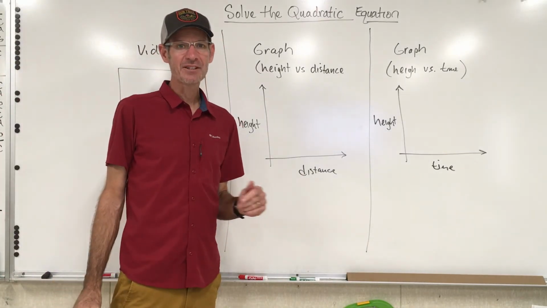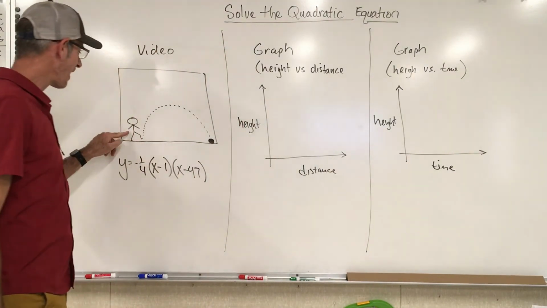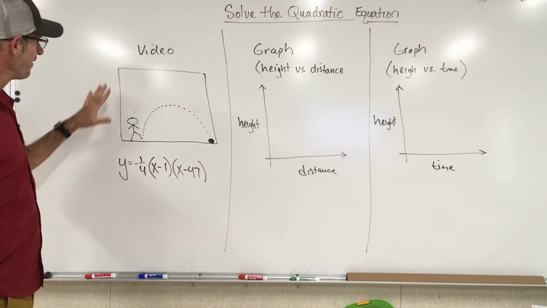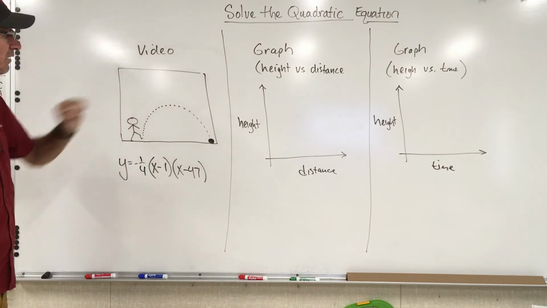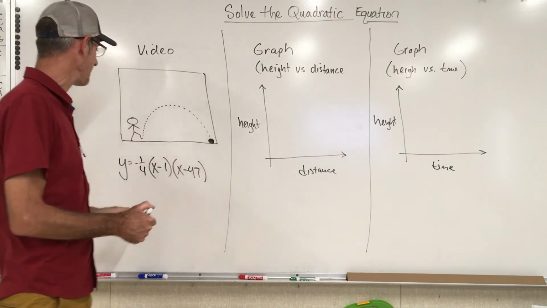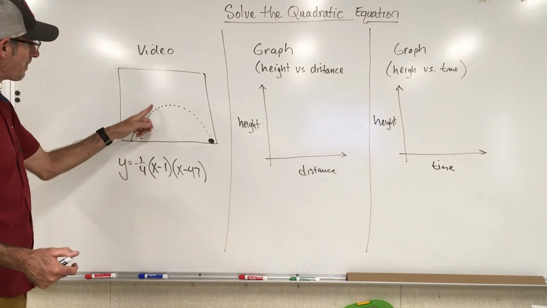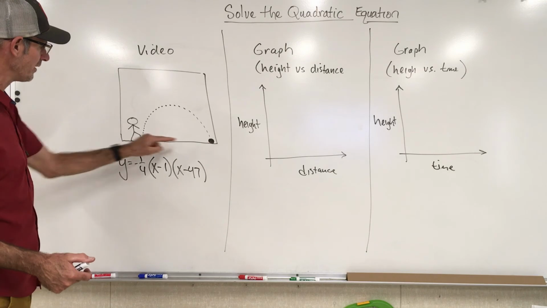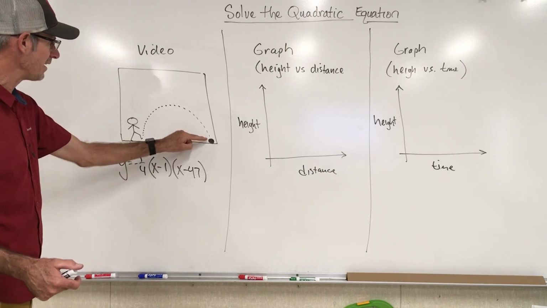And for our last problem, we have a guy kicking the ball up into the air. And that's what it would look like if you watched the video, just like the video that you watched previously where I kicked the ball into the air. The ball goes up, up, up, up, up, comes down, down, down, down, down. So it's at height 0 right here. It's at height 0 right here.